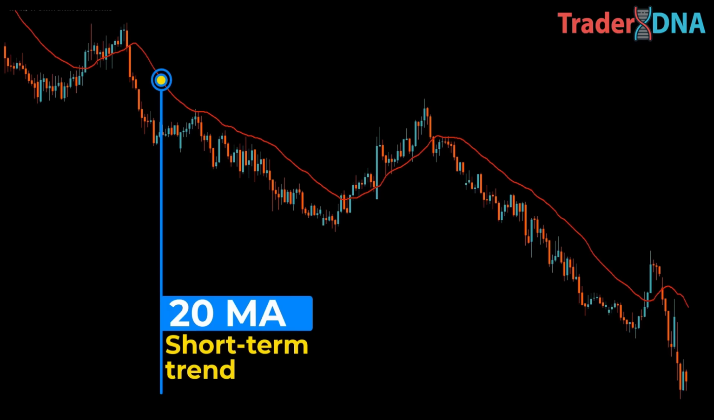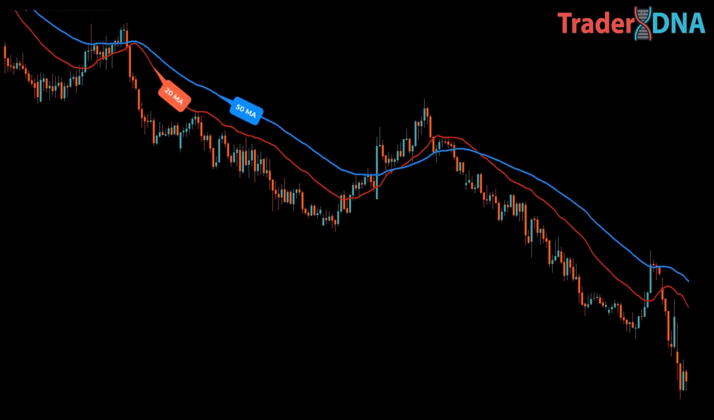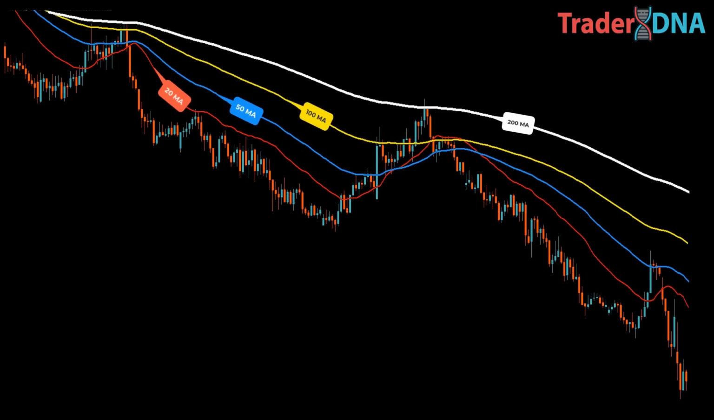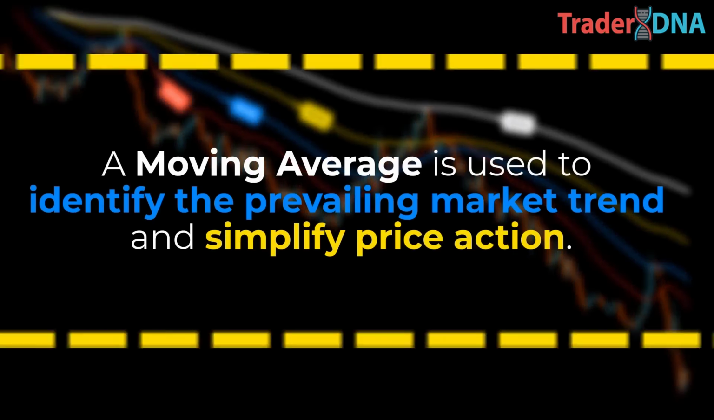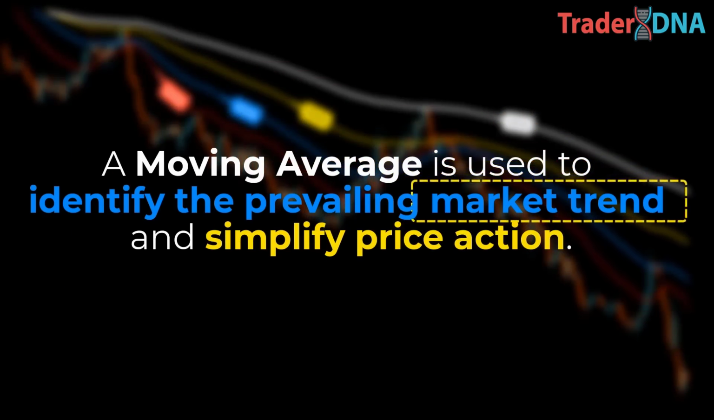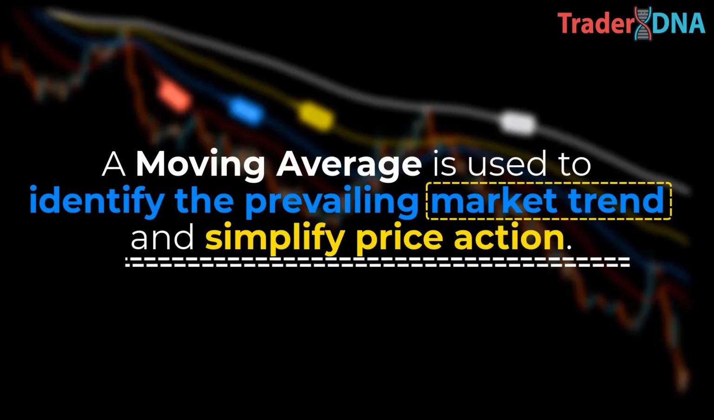Some of the most commonly used moving averages are the 20, 50, 100 and 200 period averages. These are widely recognized by traders and investors alike. In general, moving averages serve the purpose of helping us identify the prevailing trend in the market, while also simplifying the price action to make it easier to interpret. Now, let's dive deeper into the specific ways moving averages can be used to make more informed and effective trading decisions. By understanding their practical applications, you can better navigate the market and increase your chances of success.